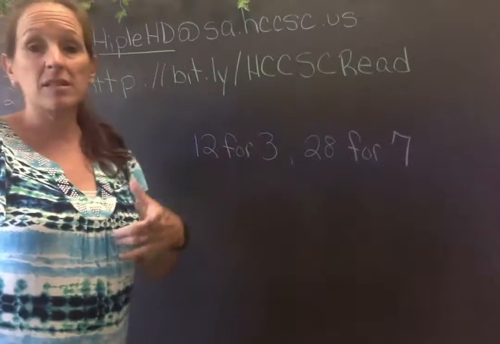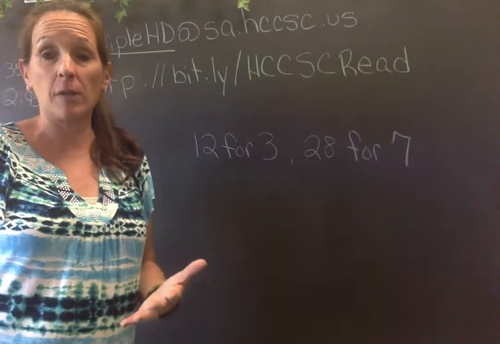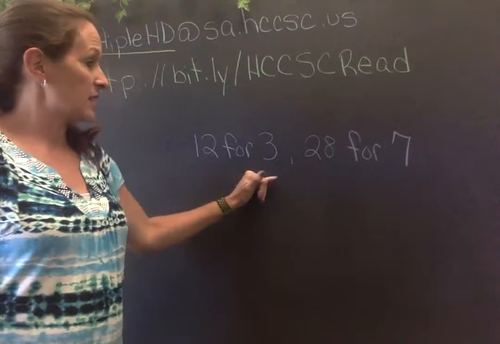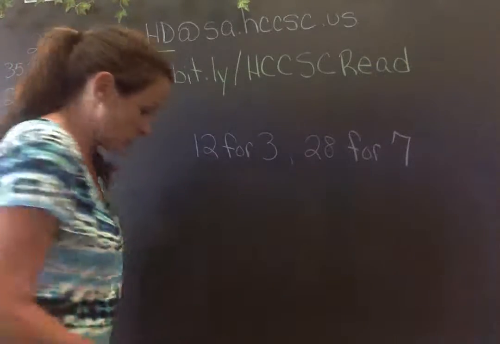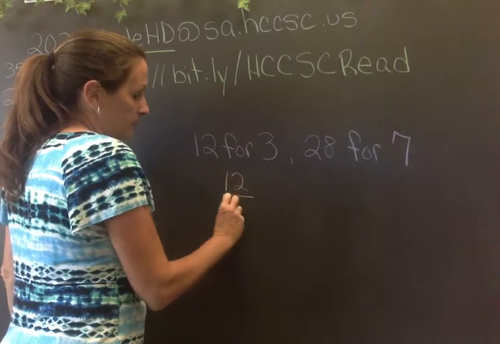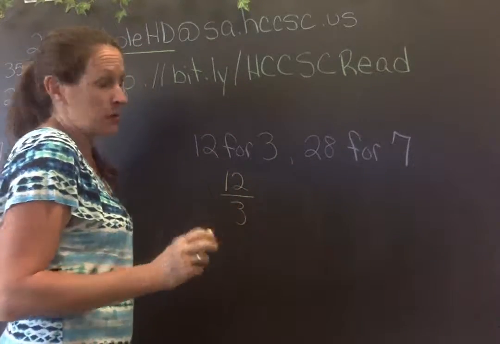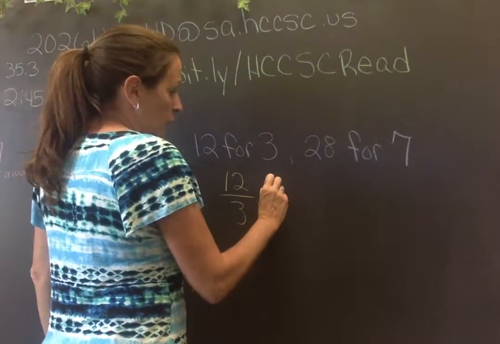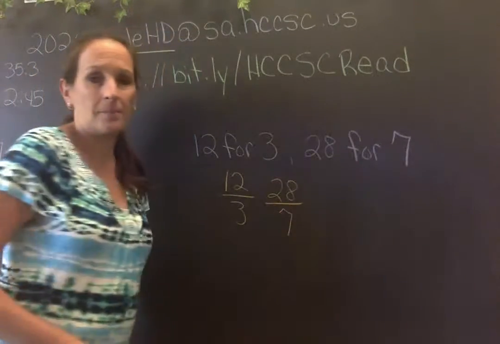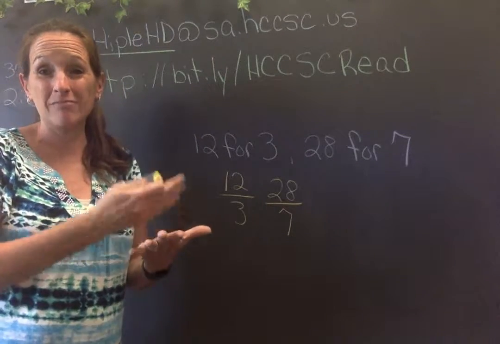So math is about rules and patterns, so we're going to follow the same pattern that we did for number 1. The first thing that we need to do is turn these into ratios or fractions. So I've got 12 over 3, okay, 12 over 3. Those are my first two numbers. And then I've got 28 over 7.